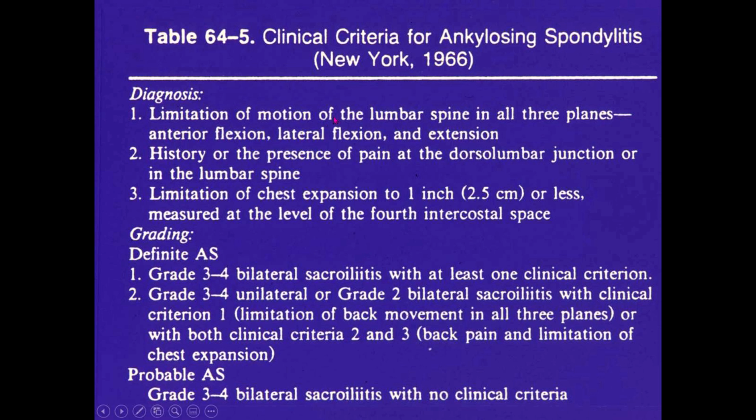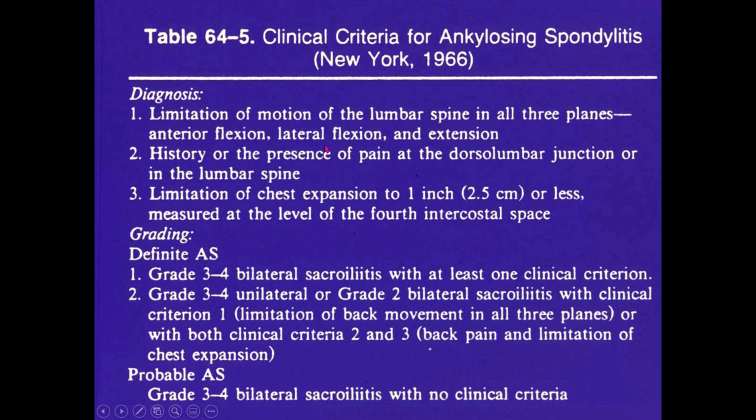Basically, clinically, one looks for limitation of motion of the spine in all three planes, or a history of pain in the dorsal lumbar junction, or limitation of chest expansion, and then looks at x-rays. And we're going to look at the x-ray classification criteria, but grade 3 or 4 means certain sacroiliitis on x-ray. And if one has sacroiliitis on x-ray with at least one clinical criteria, one can classify as ankylosing spondylitis.